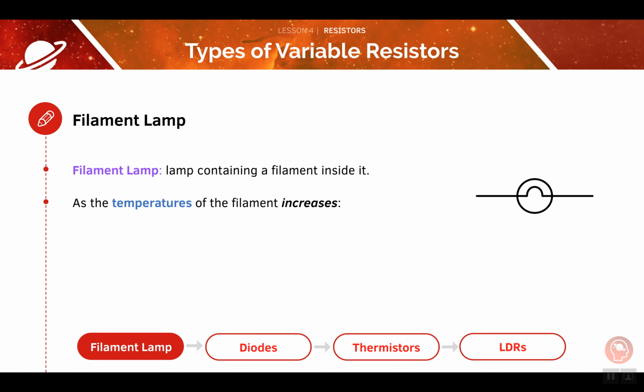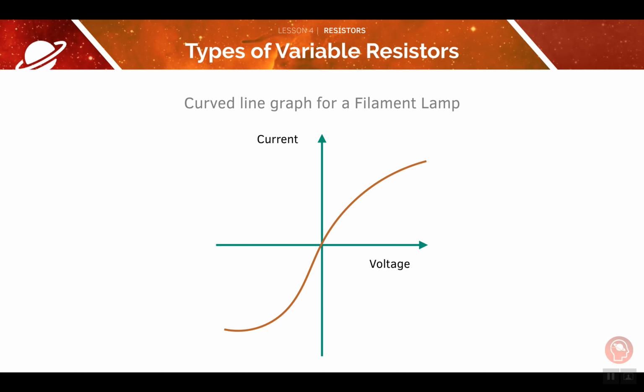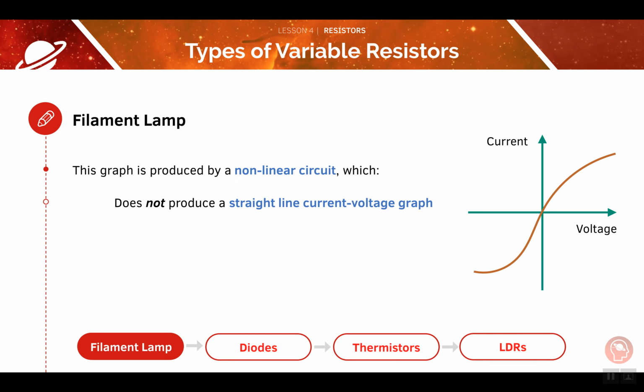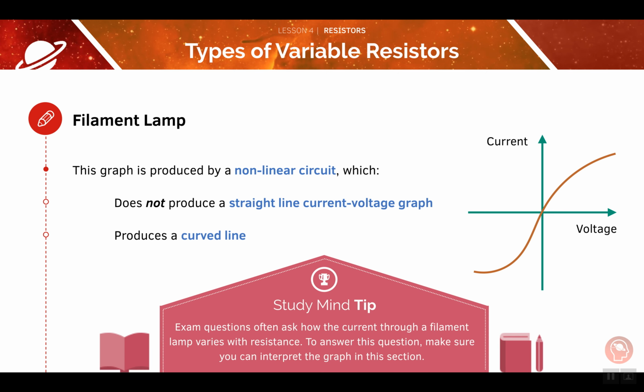As the filament temperature increases, the resistance of the filament lamp will also increase. This is a graph for a filament lamp, which has values in both the top right and bottom left quadrants. It is formed by a non-linear circuit, which doesn't make a straight line current-voltage graph, as shown here. It produces a curved line instead. Exam questions often ask how the current through a filament lamp will vary with resistance. To answer this question, make sure you can interpret the graph in this section.